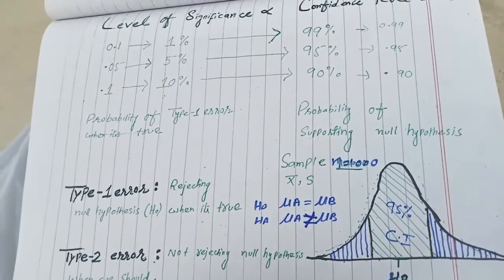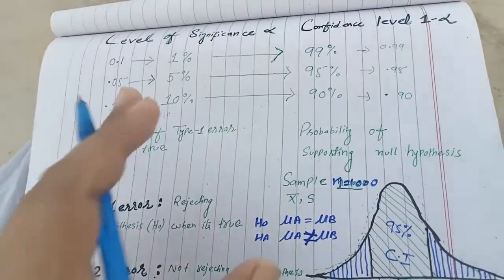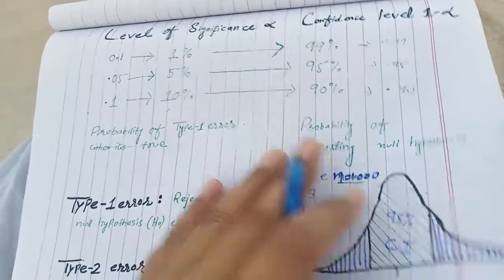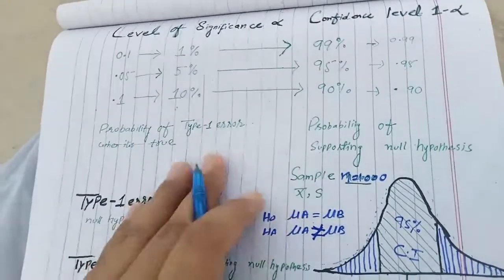So that's all about today's video, where we discussed the level of significance and the confidence level. In the next video we will discuss the p-value. What is the p-value?